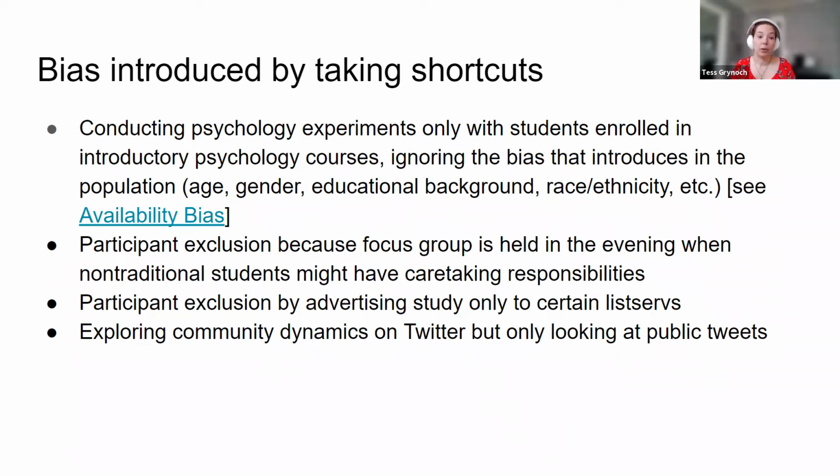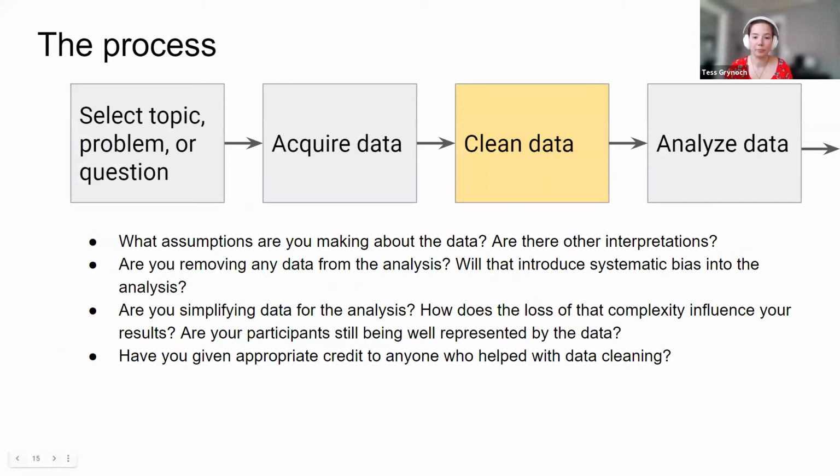Another example is participant exclusion because a focus group is held in the evening when non-traditional students might have caretaking responsibilities, or a similar exclusion by advertising the study only on certain listservs, or exploring community dynamics on Twitter, but only looking at public tweets. And now Nagin is going to take us through the rest of the steps.